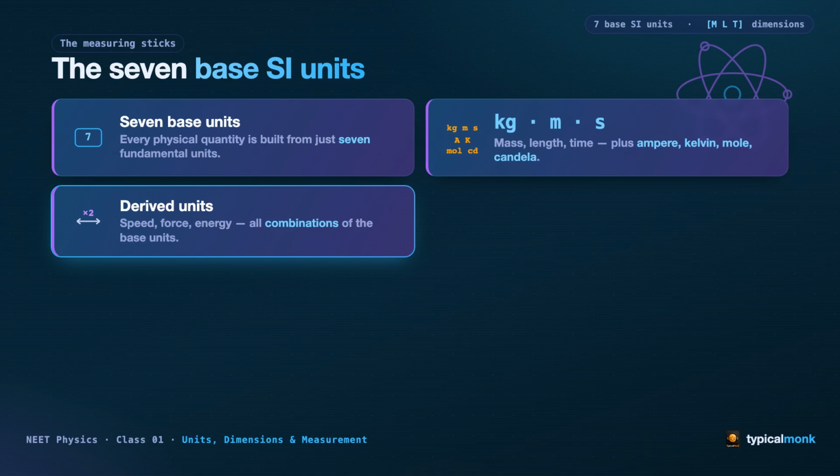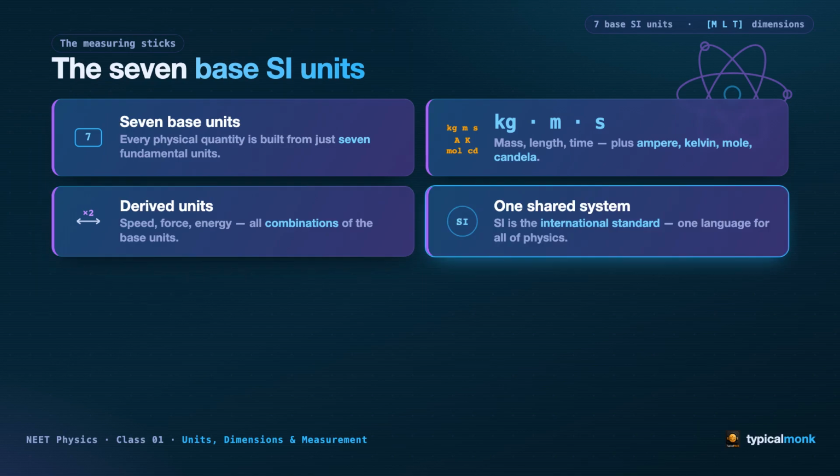Everything else is a derived unit, a combination of these 7. Speed is meters per second. Force is the Newton, which is really kilogram meter per second squared. Nothing is invented, everything is assembled. And these 7 belong to one shared system, the international system, which we call SI. It is the common language every physicist in the world agrees to speak, so that Arjun in one country and Priya in another mean exactly the same thing by 1 meter.